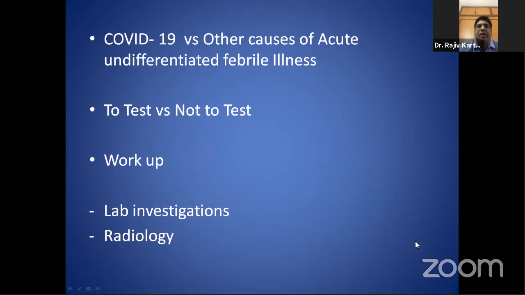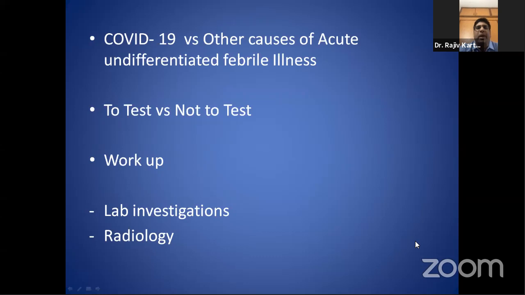And the workup should reflect looking for these causes in terms of blood cultures, malarial smears, and rapid tests for dengue. To test or not to test, there are certain guidelines which mandate how we go about testing. Testing is not universally available, and there are guidelines by the Ministry of Health and Family Welfare of the Indian government, which tell us who to test and who not to test.